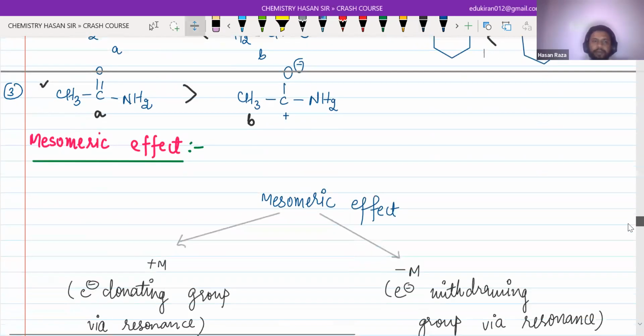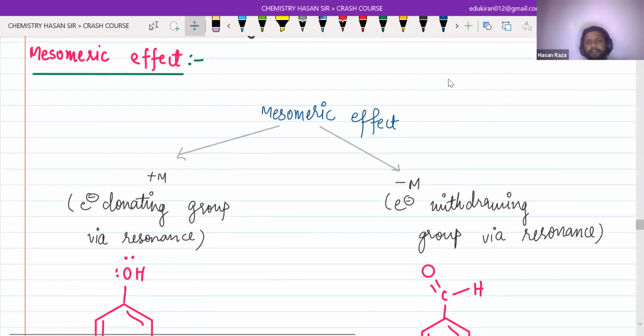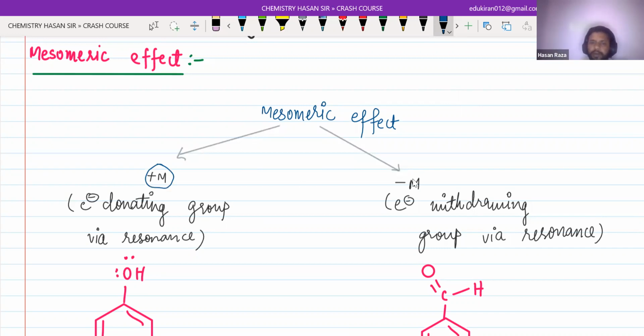Now we are going for mesomeric effect. Basically, the effect of resonance is called mesomeric effect. So mesomeric effect is of two types: plus M, the one which donates electron, and the one which withdraws electron will be denoted by minus M. This is very important. Plus M and minus M is the same as resonance. Electron donating group via resonance is called mesomeric effect. Electron withdrawing group via resonance is negative mesomeric effect.